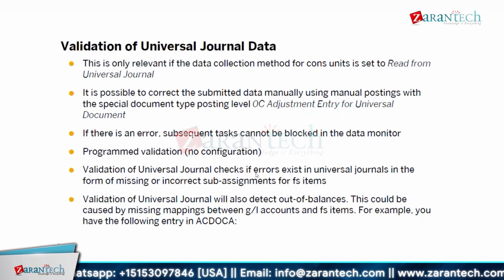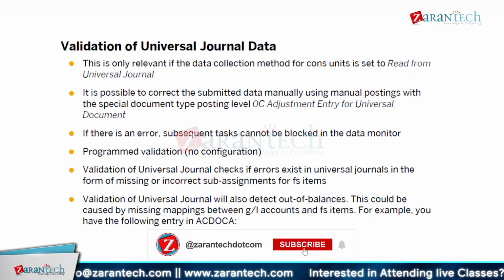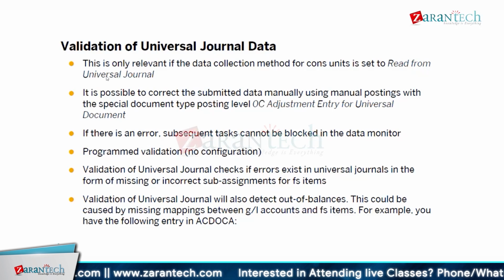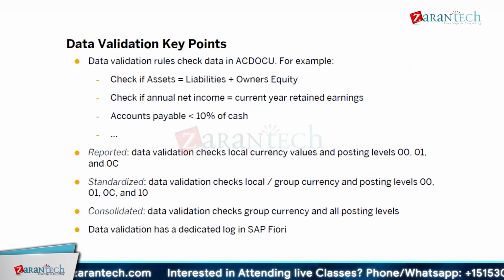Validation of universal journal checks if an error exists in the universal journal in the form of missing or incorrect sub-assignment for the FS item. I also told you when we are going to get the errors: when there is a mismatch in the FS item or the breakdown category has not been done properly. Only in those cases. This is part of your universal journal validation, which we have already completed. Now we are doing data validation. In that, once the data has come, it checks whether all mapping is available.